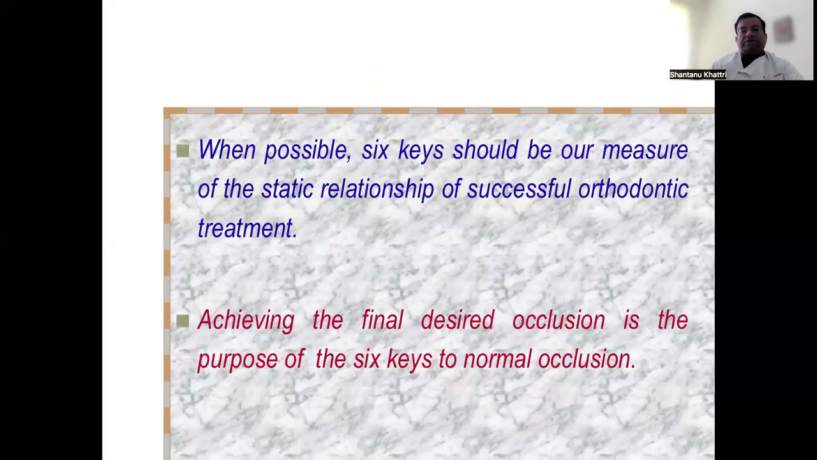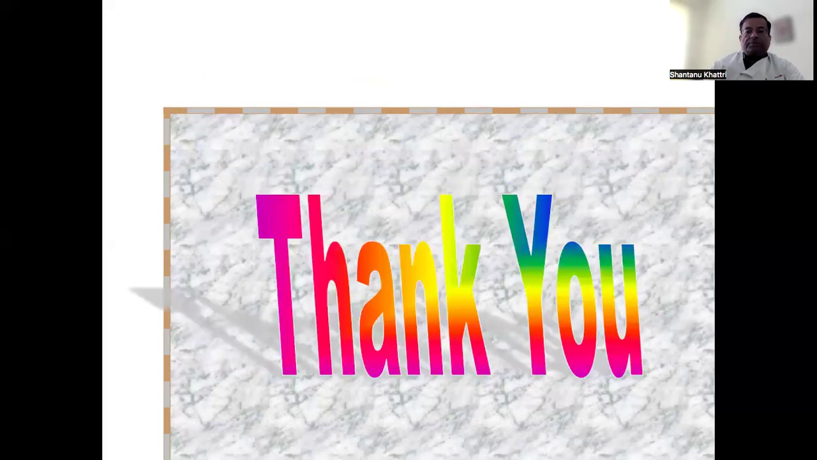So when possible, the six keys should be our measure of static relationship for a successful orthodontic treatment. Achieving the final desired occlusion is the purpose of the six keys to normal occlusion.